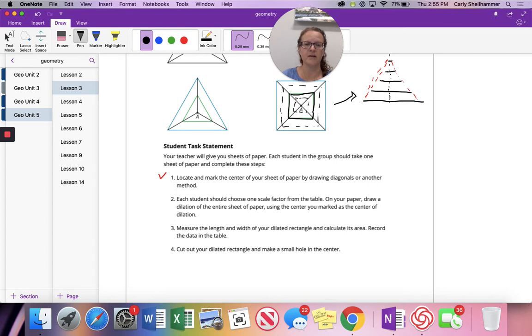Oh, I have 5 here. You can keep going, but in essence, you're building a mobile. Measure the length and width of your dilated rectangle and calculate its area. Record the data in the table.